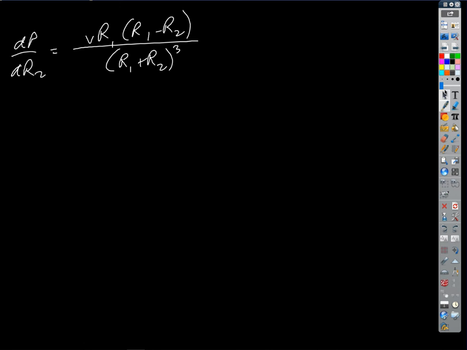Okay, so P prime equals 0, let's say. And what's true? If I have a fraction, where's the fraction equal to 0? Where the top is 0. So would you agree that P prime is going to equal 0 when R2 equals R1? Right? Okay, from here.